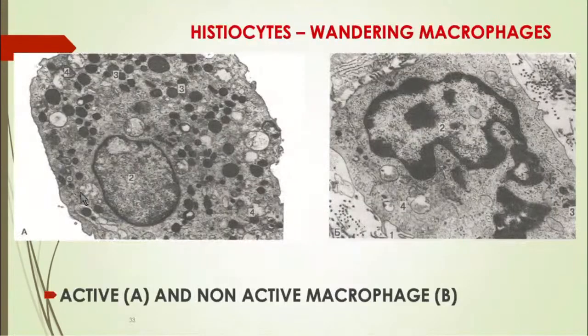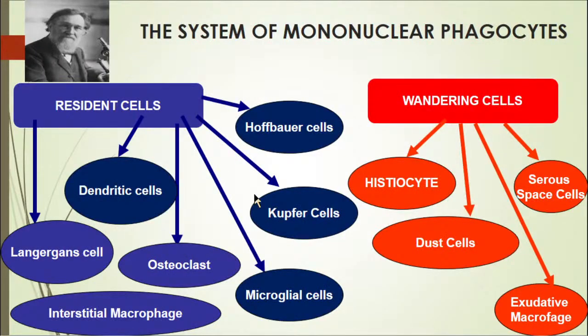Next, these are different activities. This is an active and non-active macrophage. This macrophage is non-active, and that macrophage is active. How do we identify? Because of the increased quantity of lysosomes, and we have to calculate how many lysosomes are visible. And also we have seen the system of mononuclear phagocytes. This system was discovered by the famous Russian histologist Mechnikov.